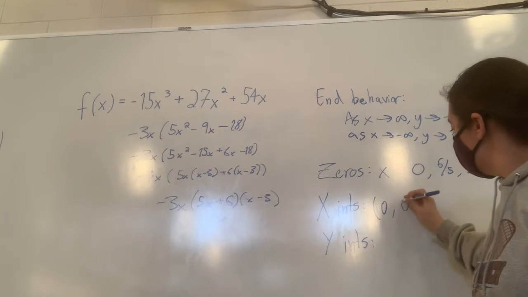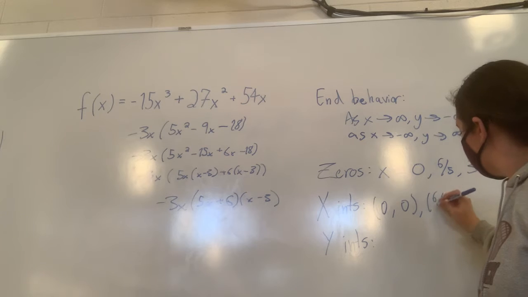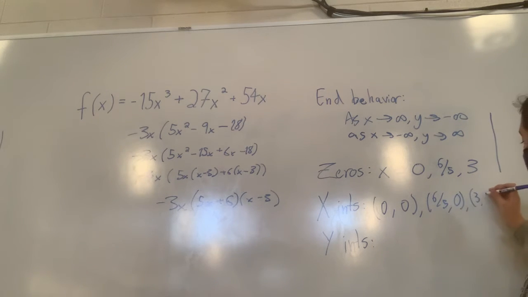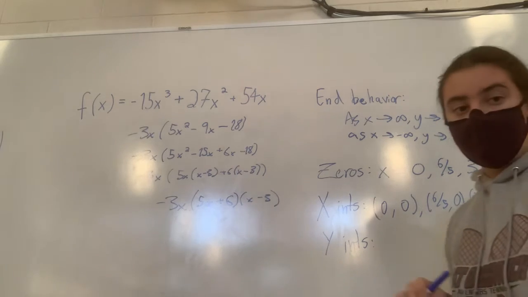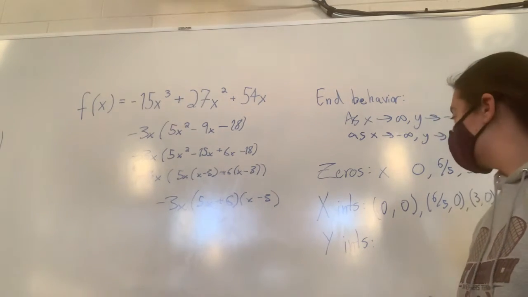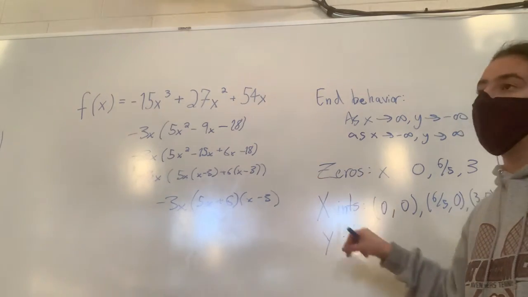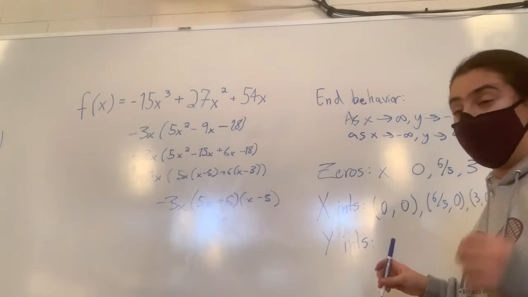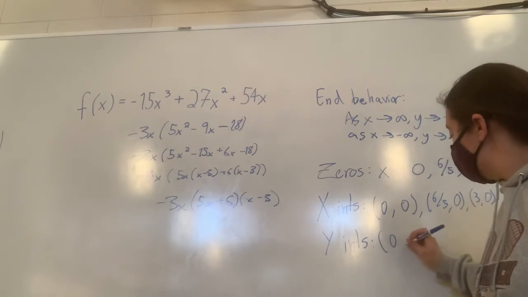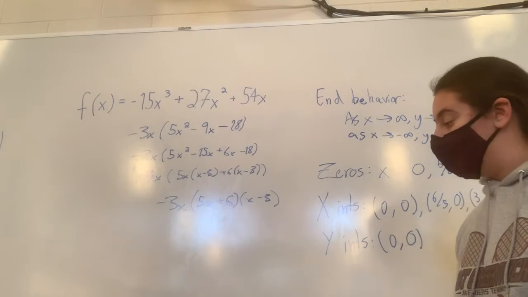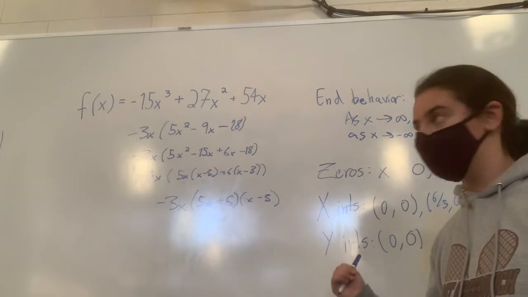So that's 0, 0, 6/5, 0, and 3, 0. And we don't have to do any math to find our y-intercept because 0, 0 is already on the graph, and because it's a function, we know that it's only going to touch the y-axis one time. So the y-intercept is 0, 0. All right, and now we're going to graph it.